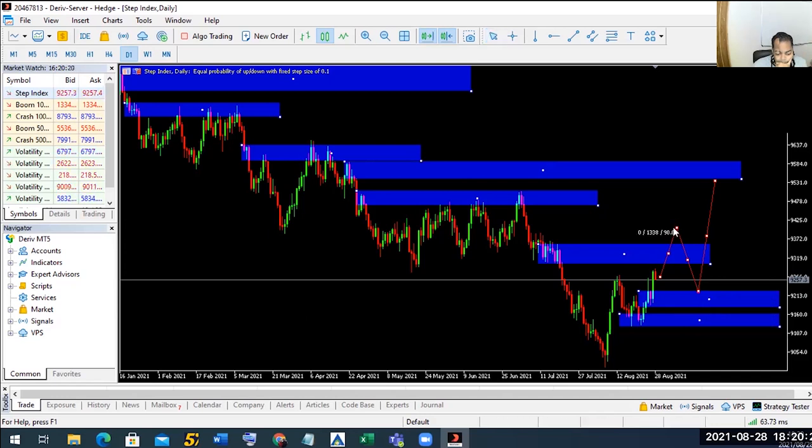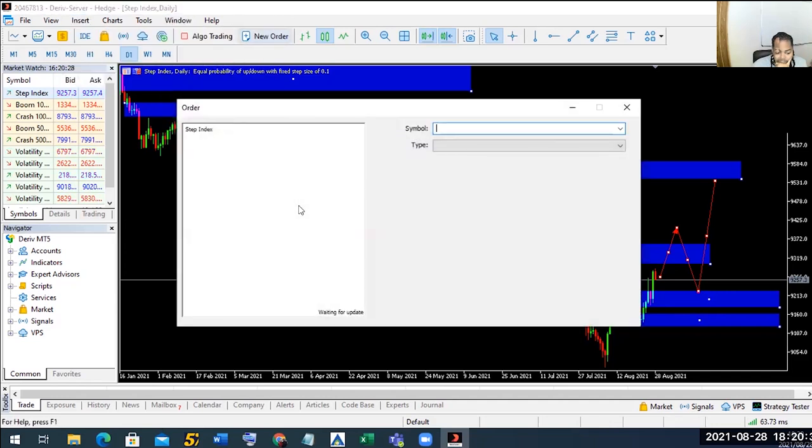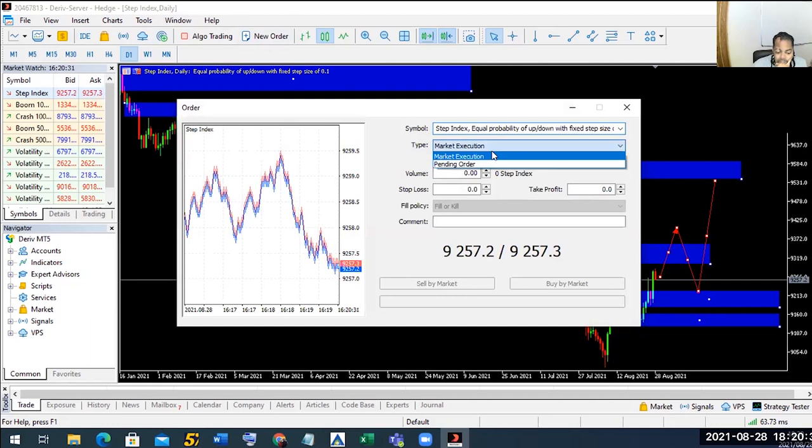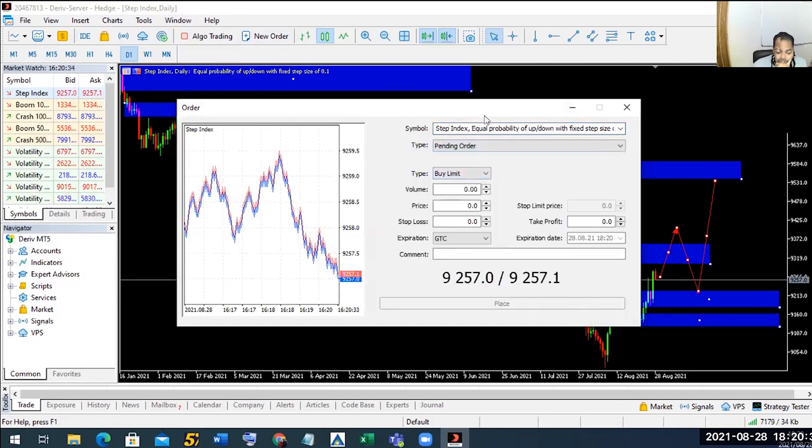Okay, now before you go, you can just do one thing so you can give yourself a rough idea how much you need. Just put a buy limit like now, then you see how much difference is. Does that work? It shows how much. Yeah.